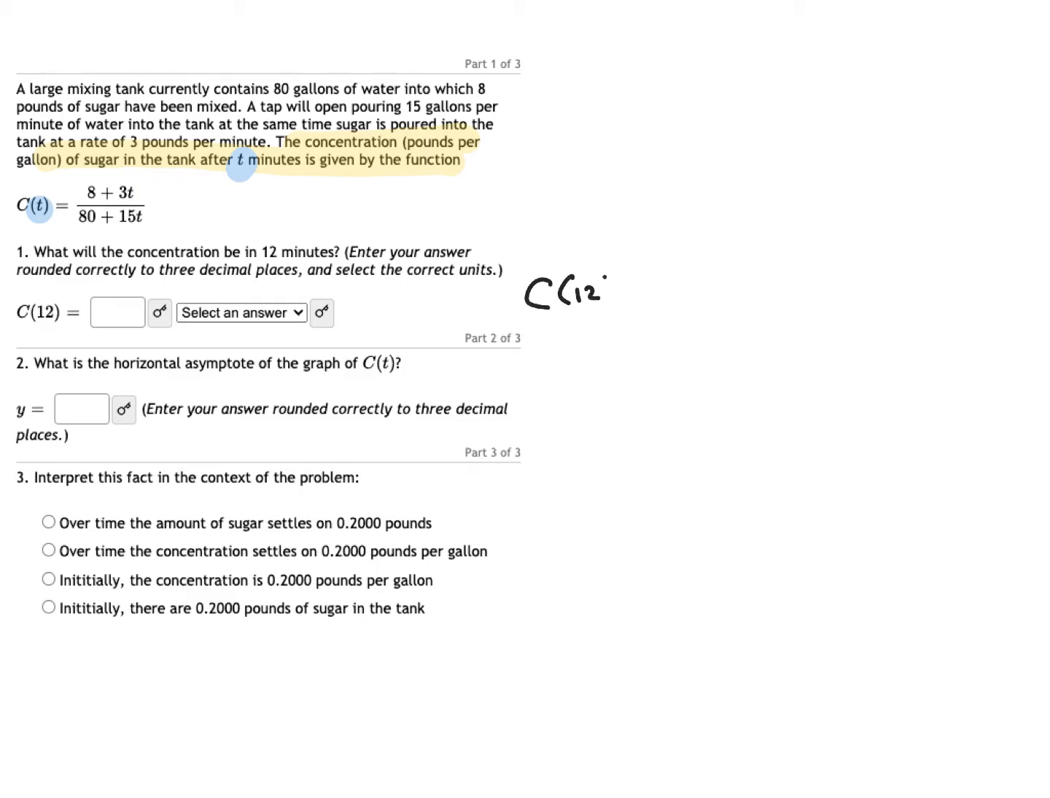C of 12 is going to mean that we're going to look at the definition of the function, and everywhere we see a T, we're going to write 12.